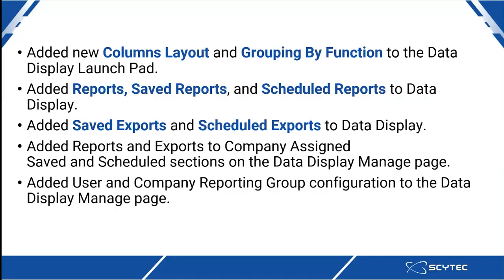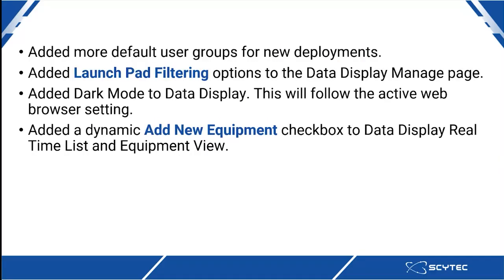Reports and exports can now be assigned to companies and to saved and scheduled sections in the Data Display manage page. In this March release, we also added user and company reporting group configurations to the Data Display manage page. And finally, for this March release, we added more default user groups for new deployments, and we added Launchpad filtering options to the Data Display manage page.